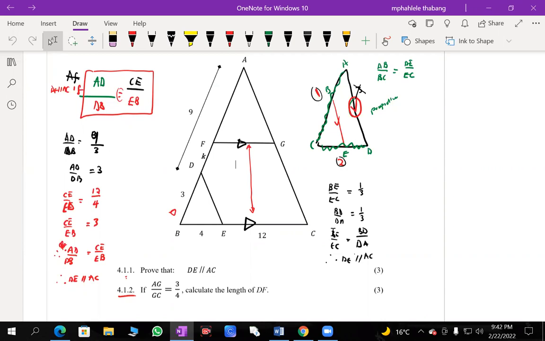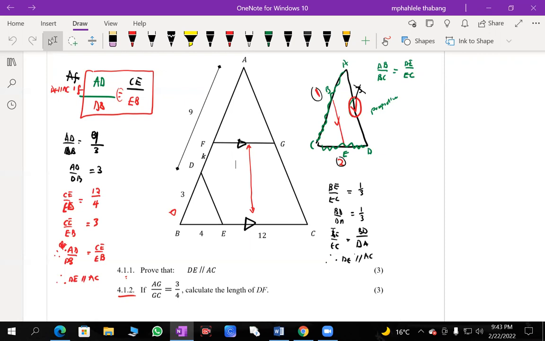A line drawn parallel to one side of a triangle. The theorem says there must be a line which is parallel to one side of a triangle. I don't know if you get what they are saying. They say before you can do anything, before you apply any theorem, there must be a line parallel to one side of a triangle.